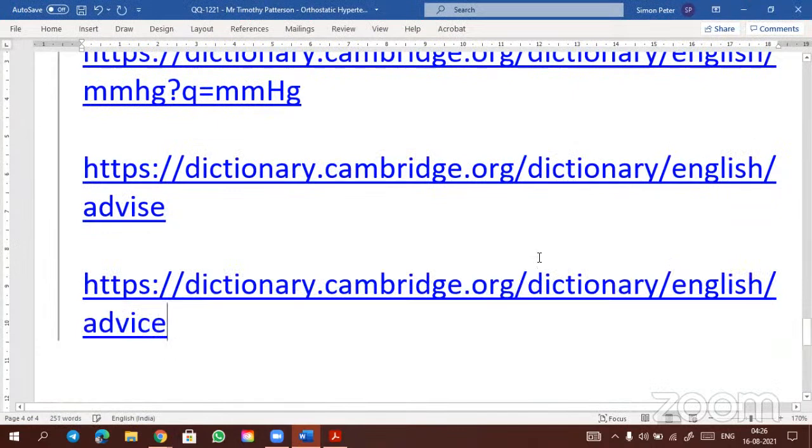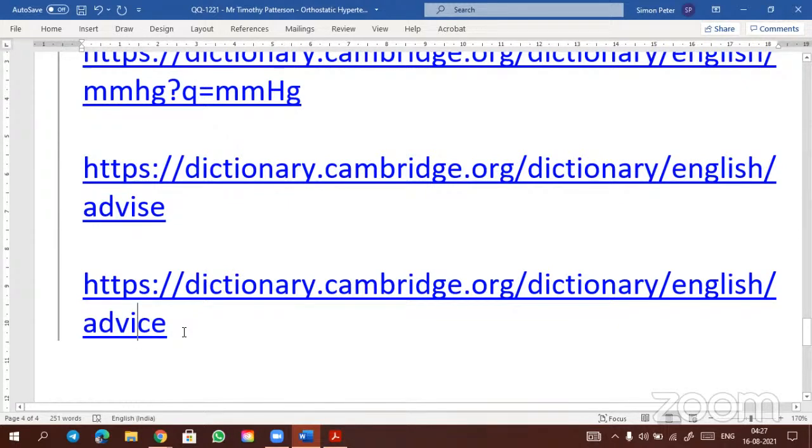So here, instead of using advise, you used advice. That is number one mistake. Then here, there is no past form of the noun advice. Instead of the verb, you used the noun. And then what you did, for the noun, you put a D.